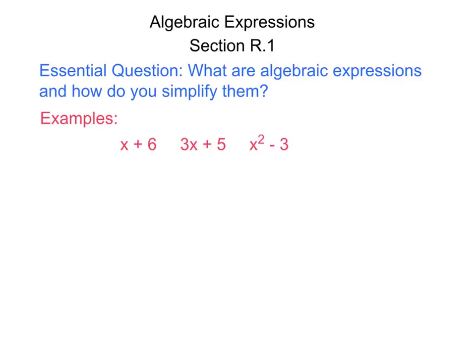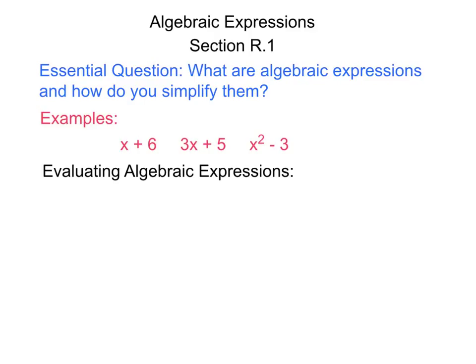Now, one thing to note with algebraic expressions is that there is no equal sign. There is a variable, there are constants, but there is no equal sign. That is why it is strictly referred to as an expression.